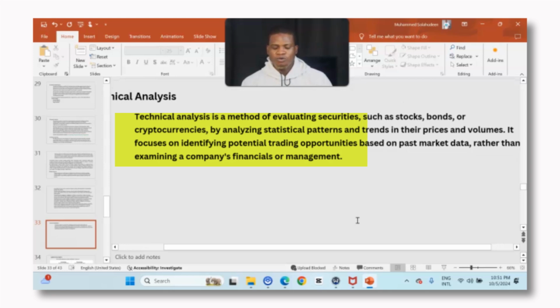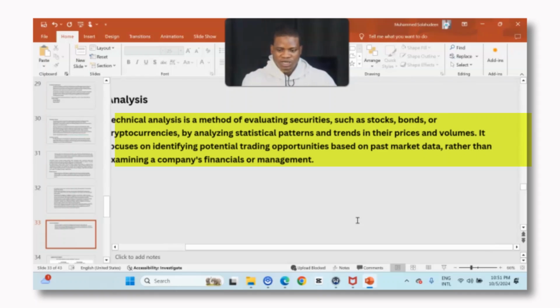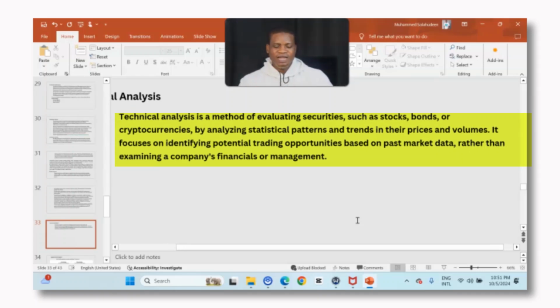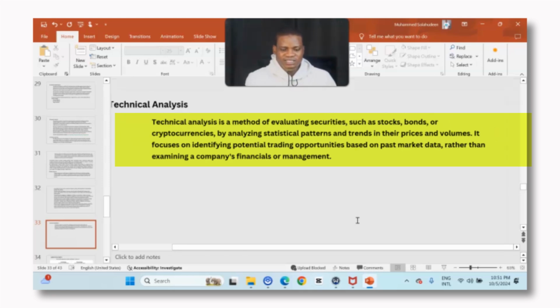Technical analysis is a method of evaluating cryptocurrencies by analyzing statistical patterns and trends in their prices and volume. It focuses on identifying potential trading opportunities based on market data rather than examining companies' financial management. So fundamental analysis is different.